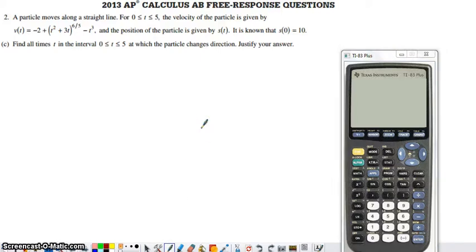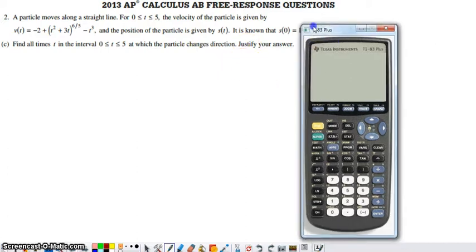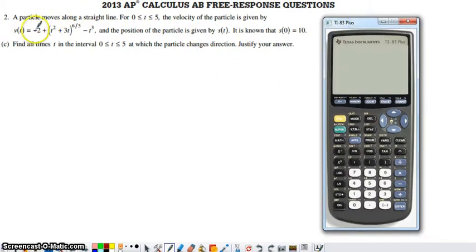So here's part C of number 2 from the 2013 AB exam. And part C wants us to find all times in the interval from 0 to 5 where the particle changes directions. Justify your answer.